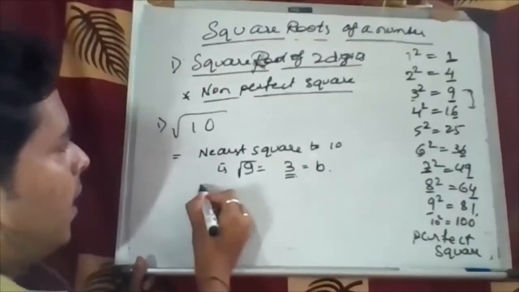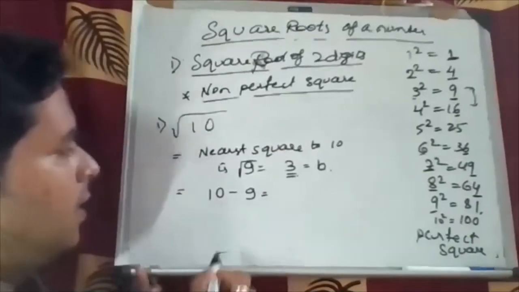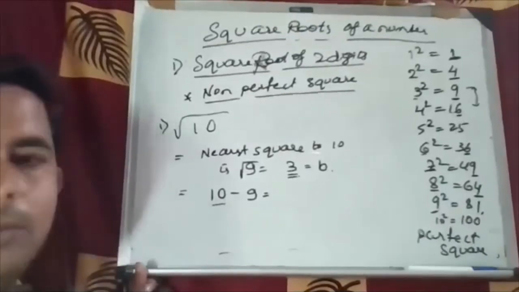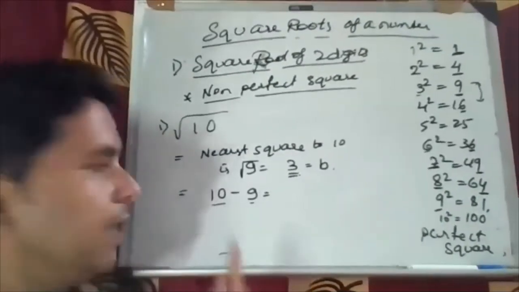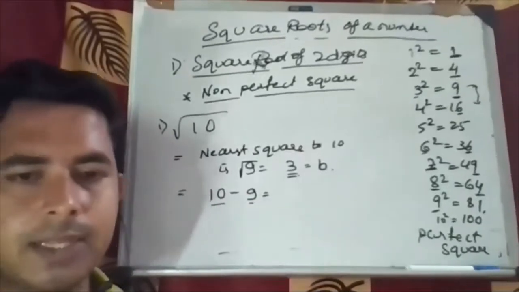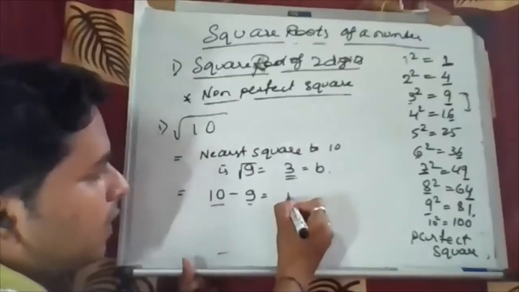Then subtract: the given number minus the square of the nearest number. The nearest square to 10 is 9. So subtract that from 10, and you'll get the answer as 1.